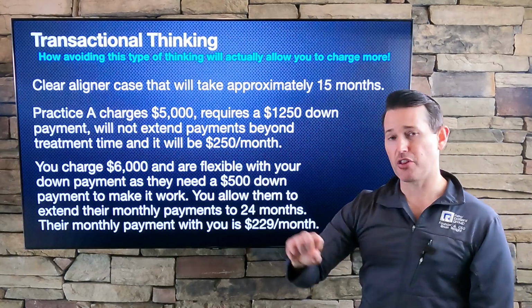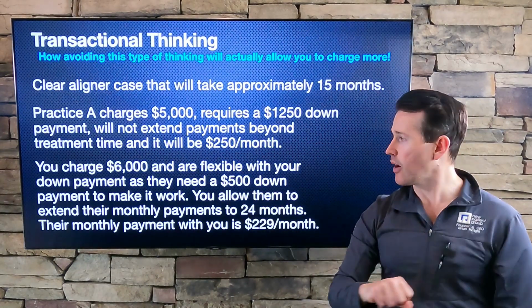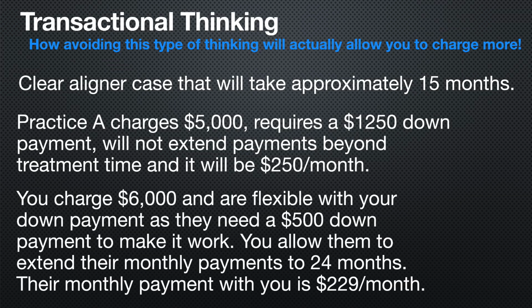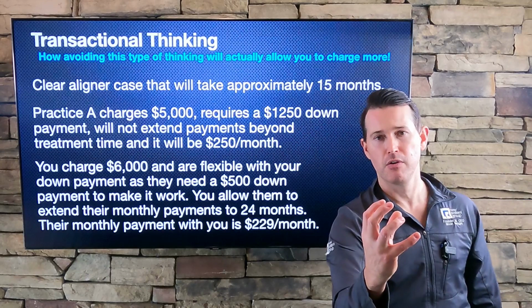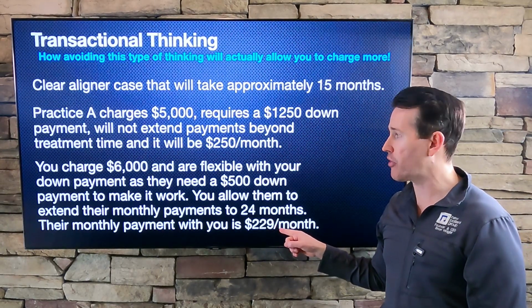Then they go into the other practice, and that practice charges $6,000, all right? $1,000 more than the first opinion, but they're flexible as they need $500, all right? Which is obviously much less than this practice, all right? They want $500 to make it work. You allow them to extend their monthly payments to 24 months as well, all right? So this practice is more flexible, but also more expensive. The beauty is this, when you do the math, it comes out to $229 a month.